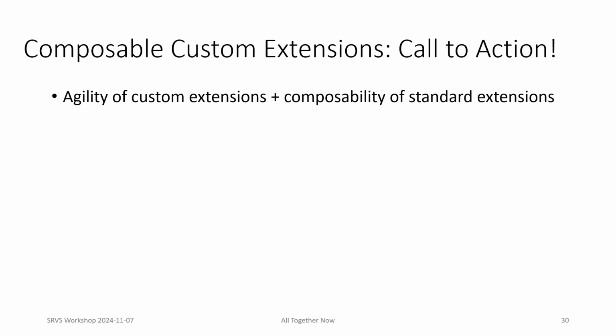So this is our call to action. The RISC-V ISA is already the preferred ISA for custom computing, and composable custom extensions will further extend this advantage by supporting a new subcategory of custom extensions that can combine the agility of custom extensions with the dependable composability of standard extensions. Our new common framework will make it easier to build such extensions and easier to reuse them.